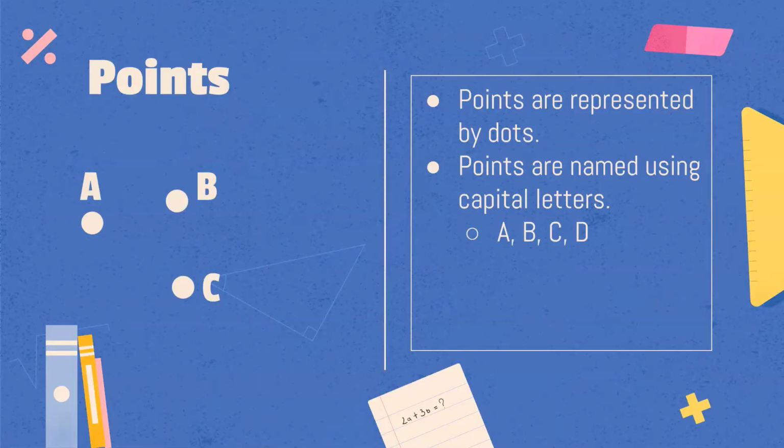So first we have points, and points are represented by dots. So here as you can see, we have one dot, another dot, and a third dot, and points are named using capital letters. And we can use any capital letter. We can use H, G, Z, you get the idea. And so here we have point A, point B, and point C. And that's pretty much all there is to points.